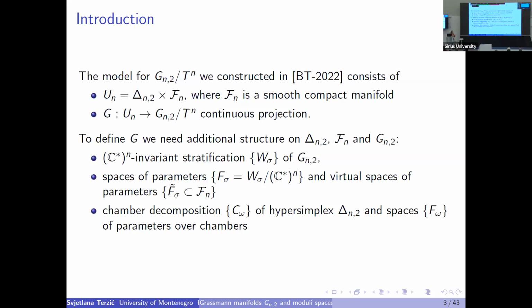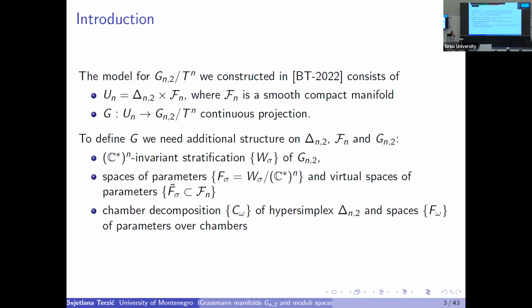Delta n2 is a hypersimplex. It's not a manifold with corners. It's a manifold in modern terminology, in general with generalized corners. So Un is a manifold with generalized corners. And in order to define this projection G, we needed to develop some additional structure on these objects: on the hypersimplex delta n2, on this smooth manifold Fn we introduced, and on the Grassmann manifold Gn2 itself.